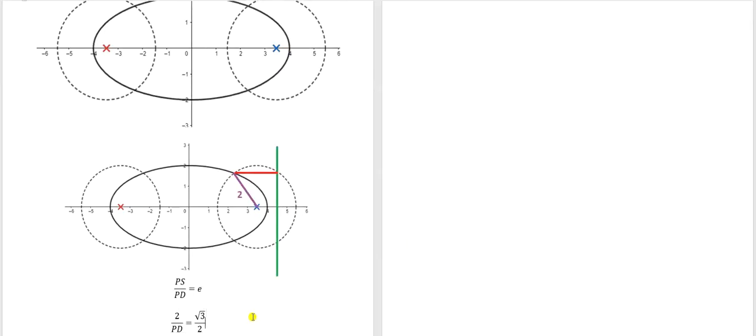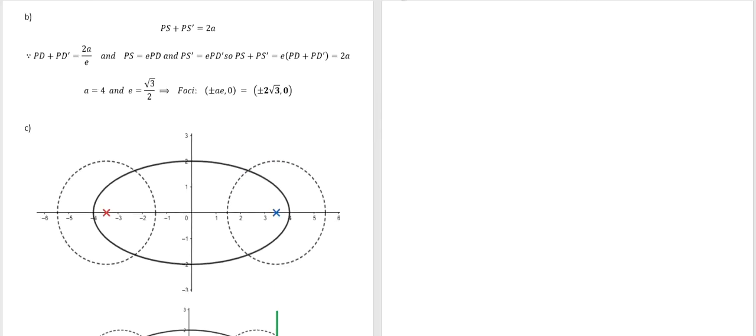Once we've got that, it's easy enough to find PD. Why do we want PD? 4/√3. Well, the reason is we can use that to give us the y coordinate, because this is the x coordinate, or almost the x coordinate. This is how far we need to move from this point to this point.